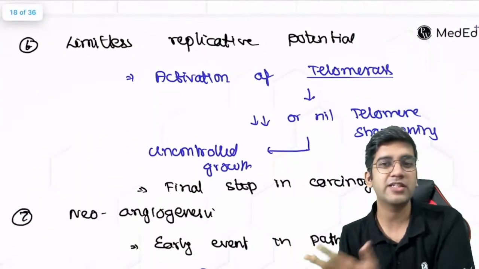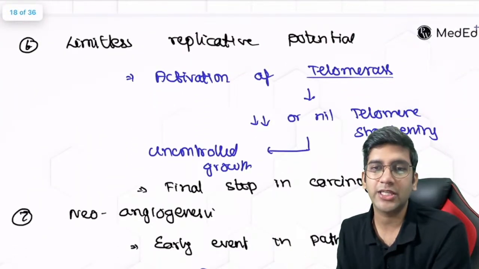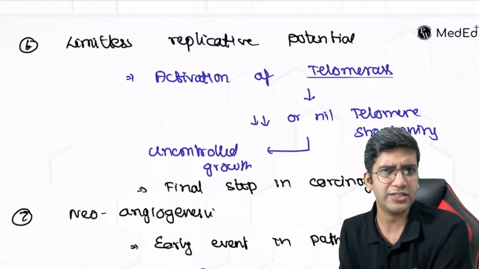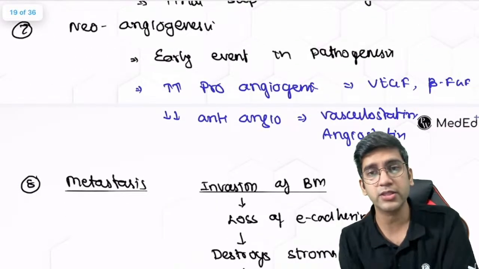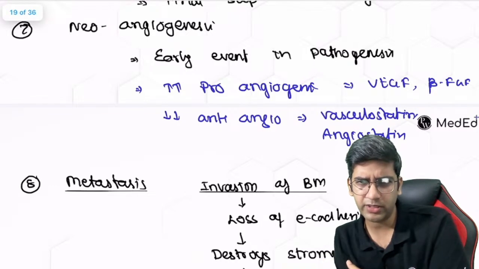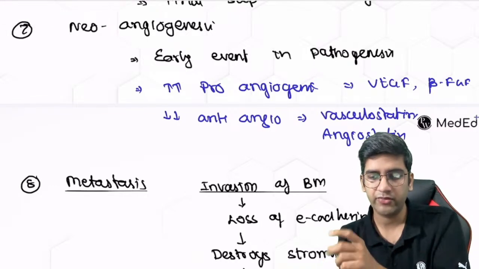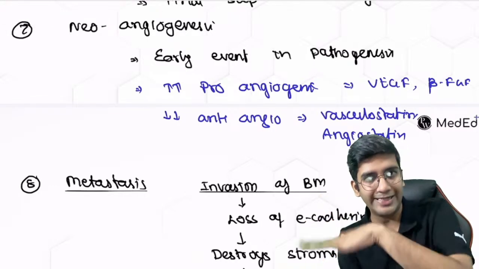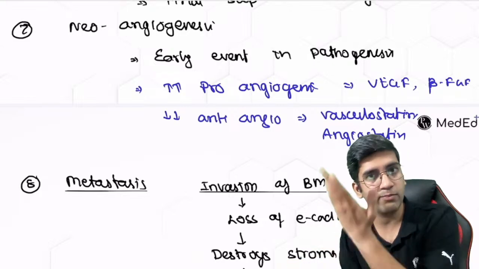Then we have limitless replicative potential. Telomerase activation keeps it dividing. That's all fine. As simple as that. Neoangiogenesis. HIF is hypoxia inducible factor. Right? Early event in pathogenesis. Reduced anti-angiogenic and more pro-angiogenic factors.